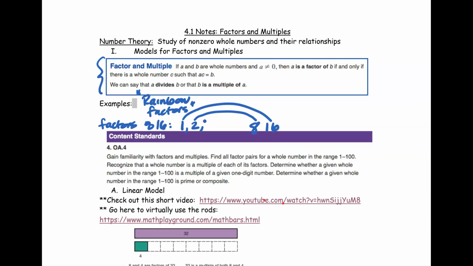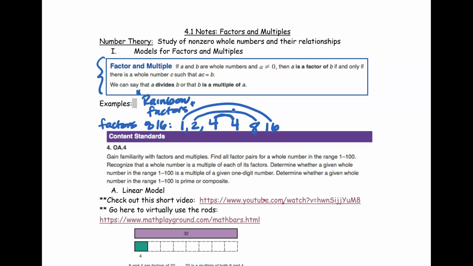And then keep going. 3, is 3 a factor? It is not, because it doesn't divide into 16 without a remainder. 4 is a factor of 16. 4 times what? Well, 4 times 4. You can list 4 once or twice if you want to actually draw the rainbow there. But then at that point, we're done, because 5 doesn't go into 16. And then 6 and 7 don't either.